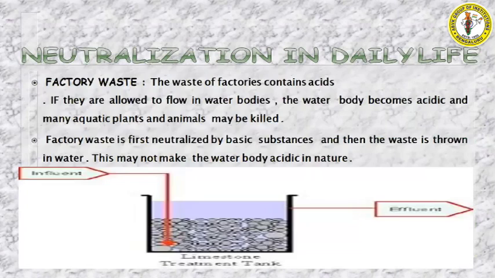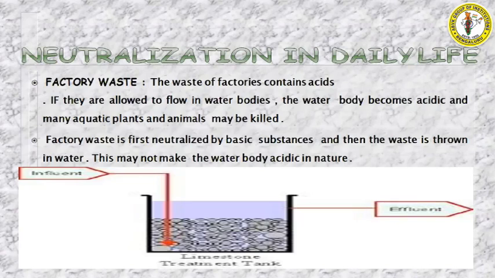And the last concept is factory waste. You have observed in many rivers that factory waste has been dumped or released, and most of the aquatic life has lost their life, correct? The waste of factories contains acids. If they are allowed to flow into water bodies, the water body becomes acidic and many aquatic plants and animals may be killed, correct? So the factory waste is first neutralized by basic substances.